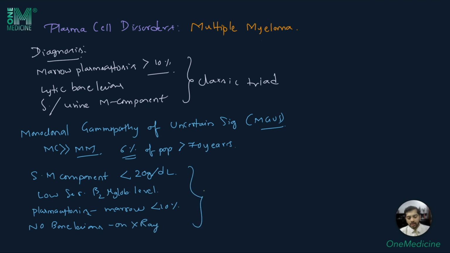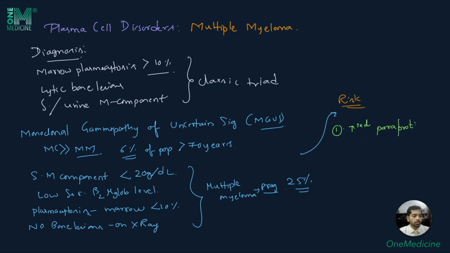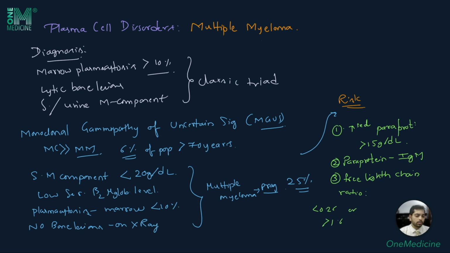These patients generally have a lifetime risk of progression into multiple myeloma. The multiple myeloma progression in lifetime will be approximately 25%. There are a few risk factors for these patients which increase the risk of development of multiple myeloma, and these include increased paraprotein levels to more than 15 grams per deciliter, paraproteins that are formed by IgM, or a free light chain ratio of less than 0.26 or more than 1.65.